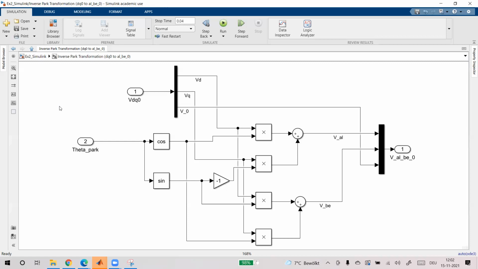Wait, close this. What have you done? You have this VD. Okay, open this. Fine, so this is correct, right? Then you should give it this one. Now run.